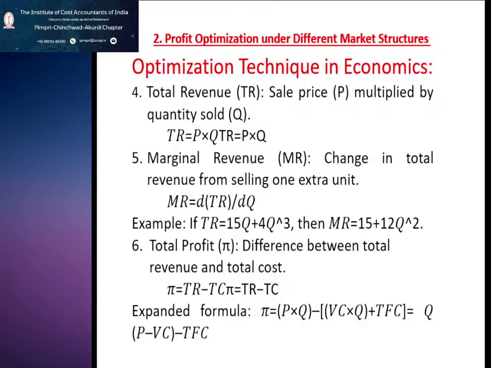Marginal revenue, represented by MR, is the change in total revenue from selling one extra unit. So MR is equal to the derivative of TR divided by the derivative of Q. For example, if TR is equal to 15Q + 4Q³, then MR is equal to 15 + 12Q². Total profit pi is the difference between total revenue and total cost. So pi is equal to TR minus TC.